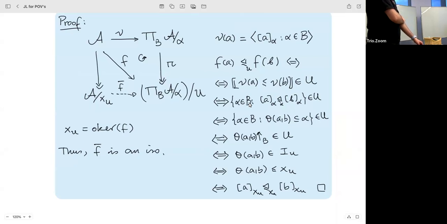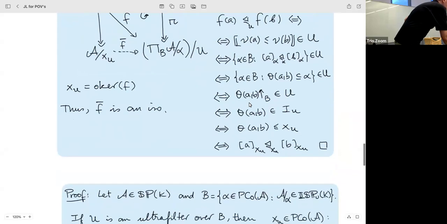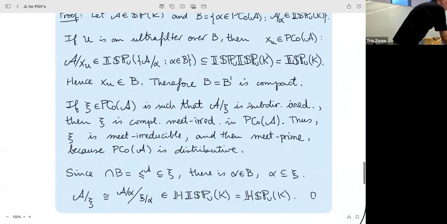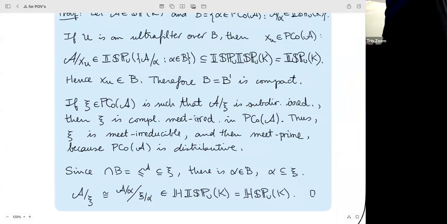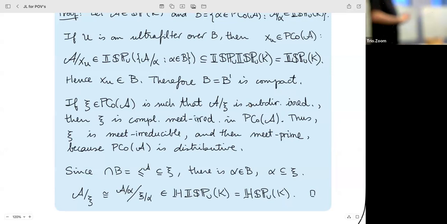The distributivity only appears in this part, when you take a precongruence so that this is directly reducible. This being directly reducible means that the congruence or the precongruence that you chose is completely meet reducible. That is where distributivity happens. And that is important because in that case you will have a meet prime, and you're then using that this is compact.